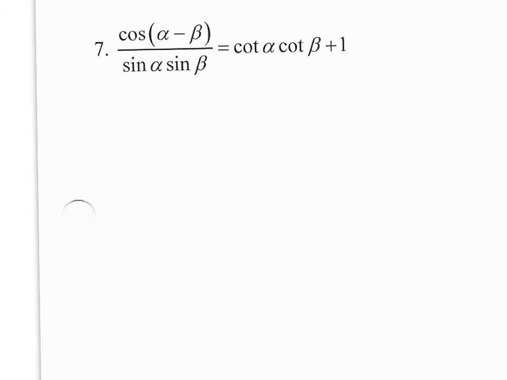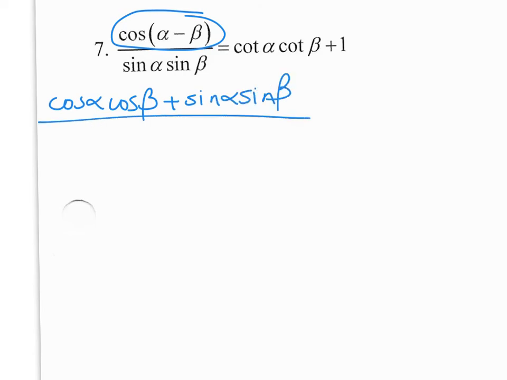Now we're talking about identities, so this is more like section 7.3. We're trying to prove that the left side equals the right side. The part that has alpha plus beta or alpha minus beta is typically the side you want to start on. So if I look at number 7, I'm going to start by expanding cosine of alpha minus beta. So I get cosine alpha cosine beta plus sine alpha sine beta, all over sine alpha sine beta.